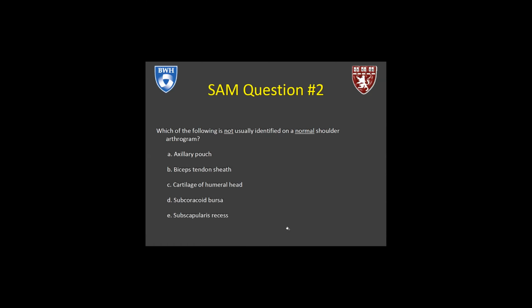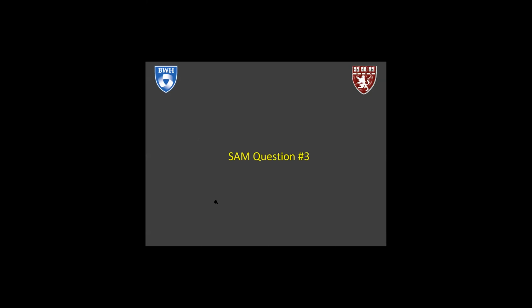So of these, the other question would be which of these is part of the shoulder arthrogram? Of these, the subcoracoid bursa is not. So on a normal shoulder arthrogram, we should be able to see the axillary pouch, the biceps tendon sheath, the cartilage of the humeral head, and the subscap recess. Again, the bursae, unless there's a torn rotator cuff tendon, we shouldn't be able to see.